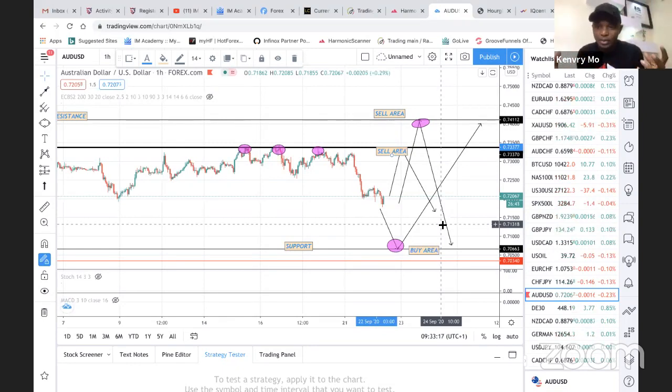The market doesn't float. Are you guys getting this? The market does not know how to float. If it is going to sell, it's going to sell to a floor before it will buy. If it's going to buy, it's going to buy to a ceiling before it will sell. Do you guys get that?